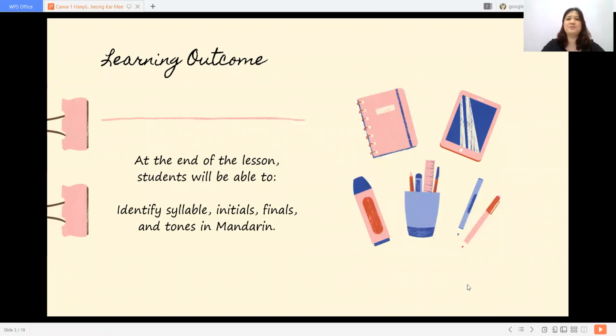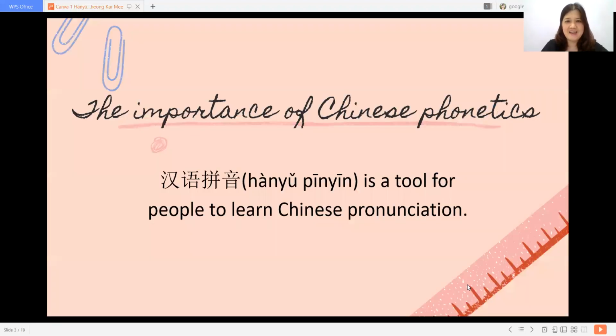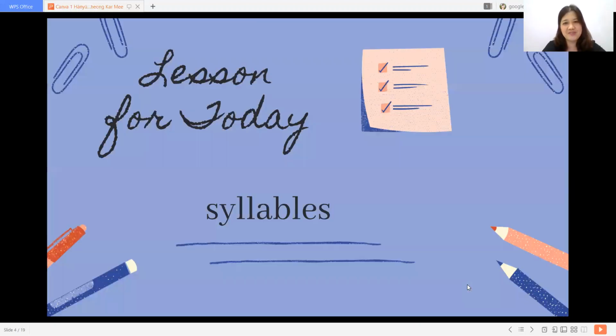At the end of the lesson, I expect my students to be able to identify what are syllables, initials, finals, and tone in Mandarin. Why must we learn Chinese phonetic? We need to learn Chinese phonetic because it is a tool for us to pronounce Chinese words correctly, with the correct tones, with the correct combination of initials and finals.